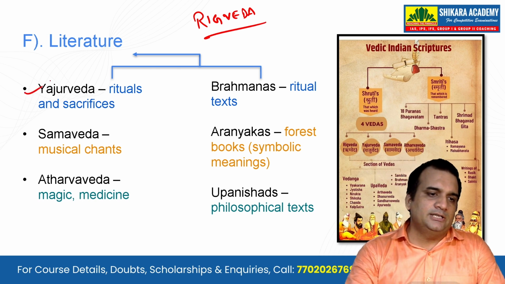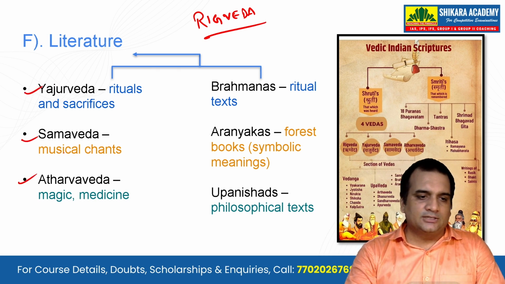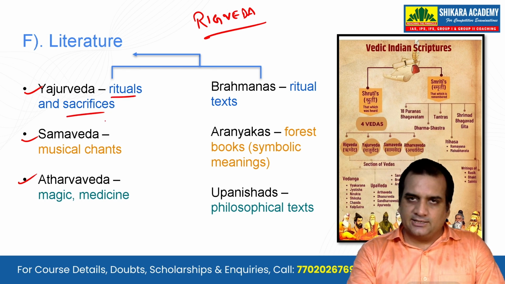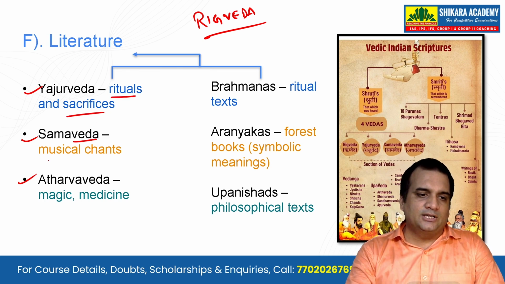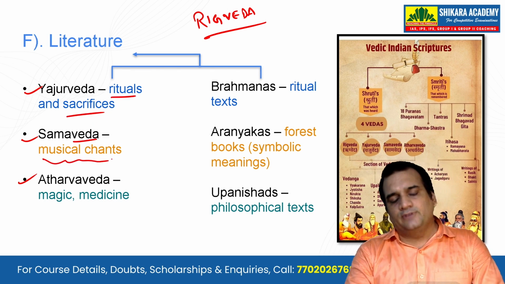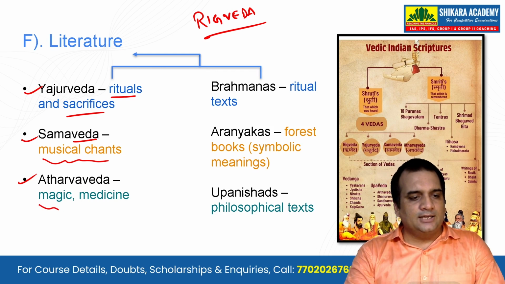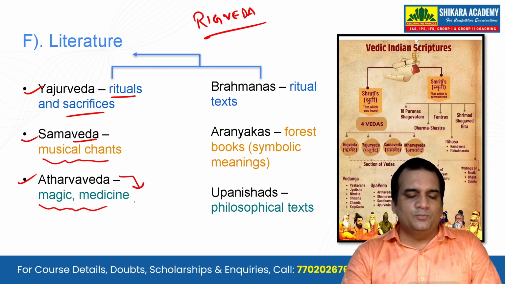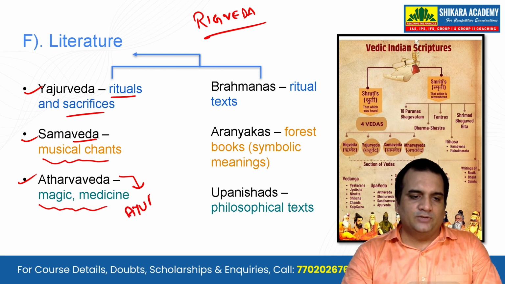Now you will see Yajur Veda, Sam Veda, and Atharva Veda to be combined. Yajur Veda had rituals and sacrifices written in it. Sam Veda was a musical composition of Rig Veda. Atharva Veda was the magic or medicine Veda. There is an Upaveda known as the Ayurveda, if you might have heard about it.